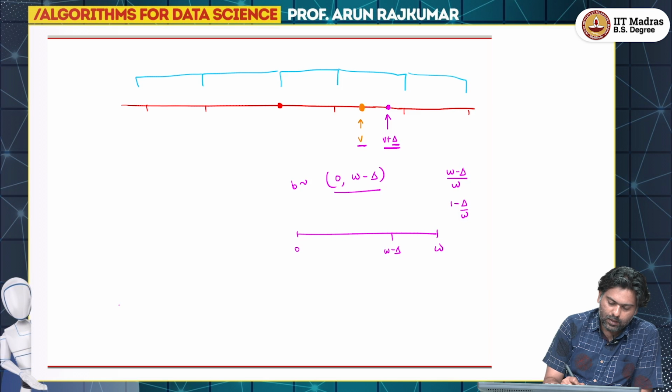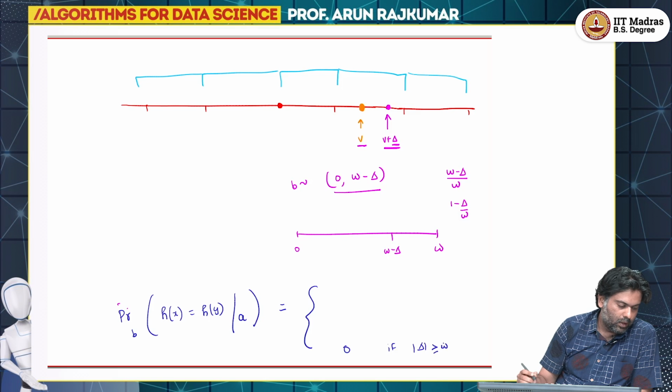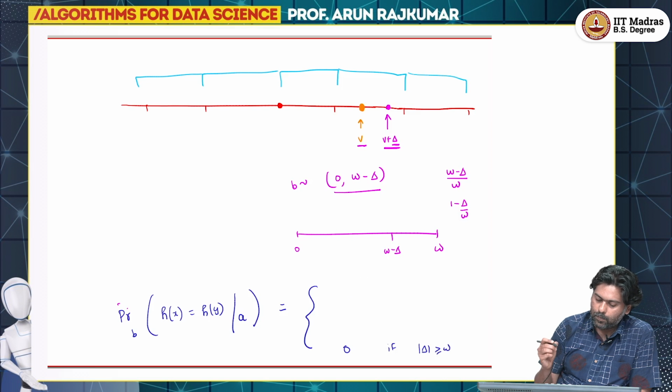if I fix A, then the probability that I will come back to the old color, the chance that over B's randomness, h of x equals h of y given a fixed value of A, is 0 if absolute value of delta is greater than or equal to W, right. And what is the chance that if delta is less than W, I am still in good shape?